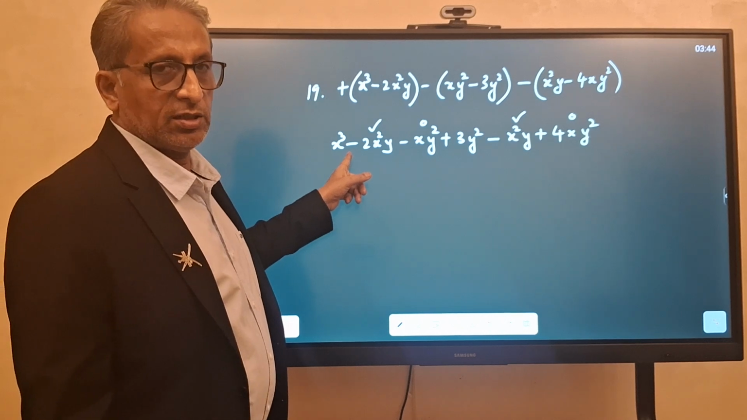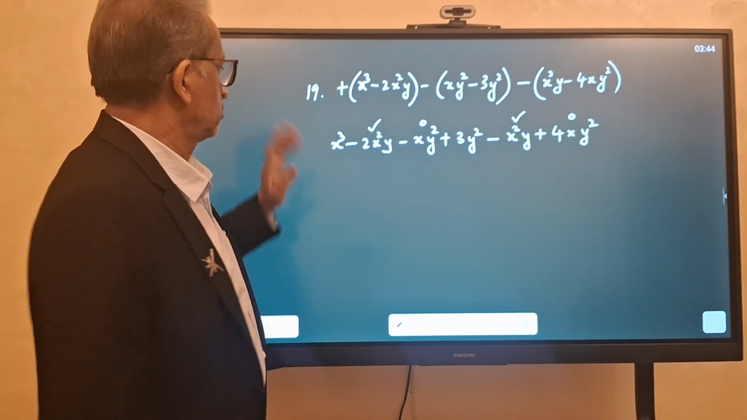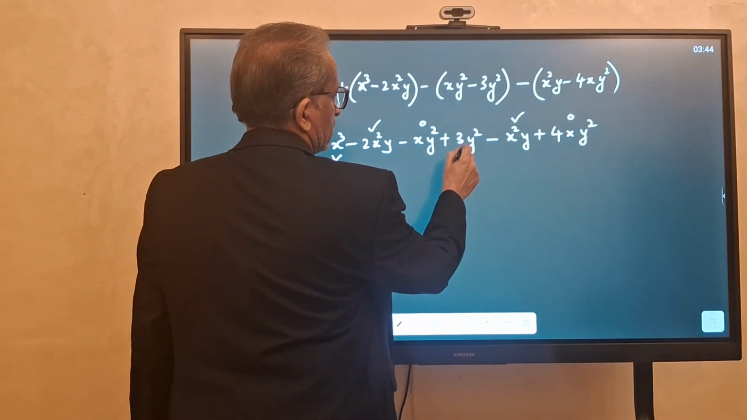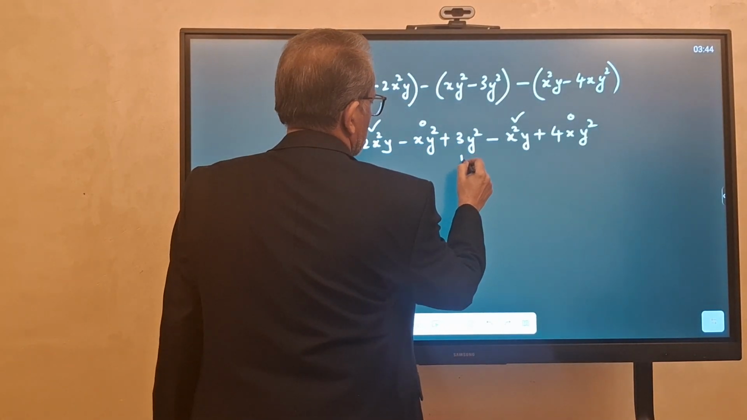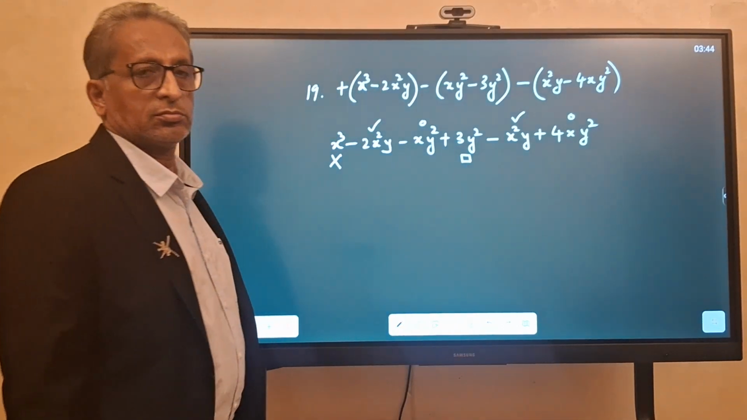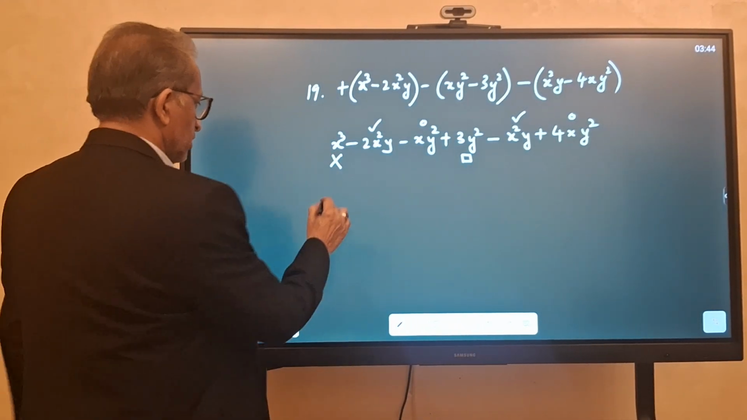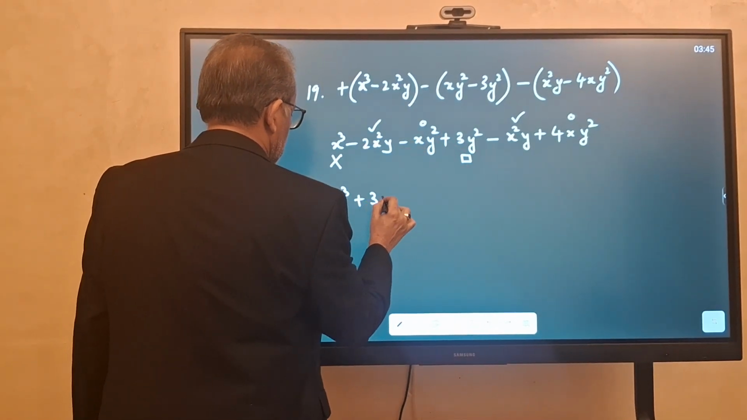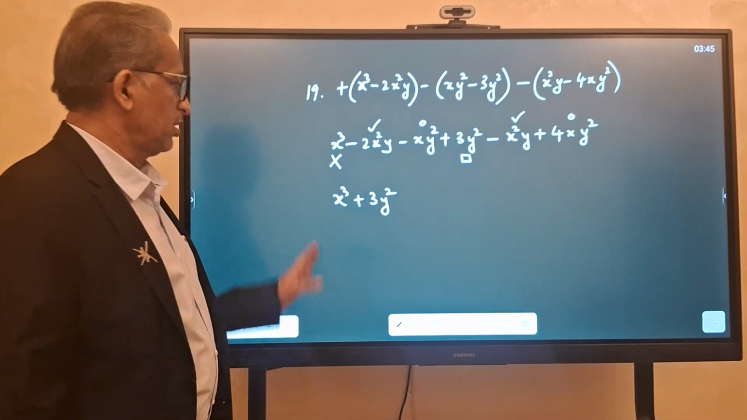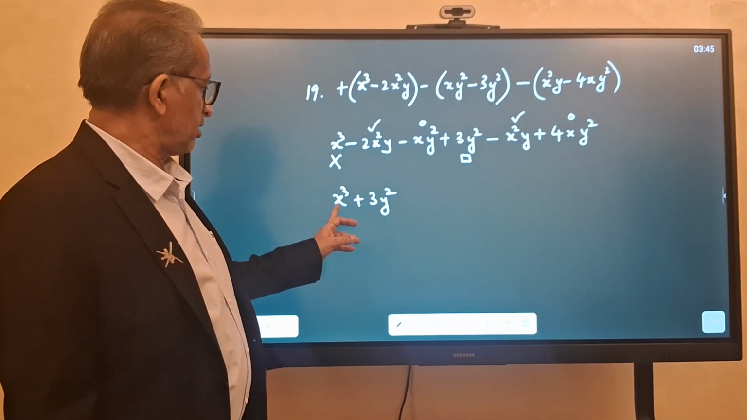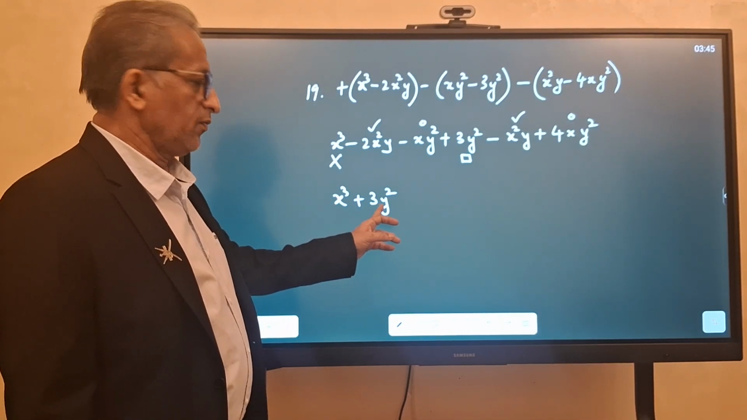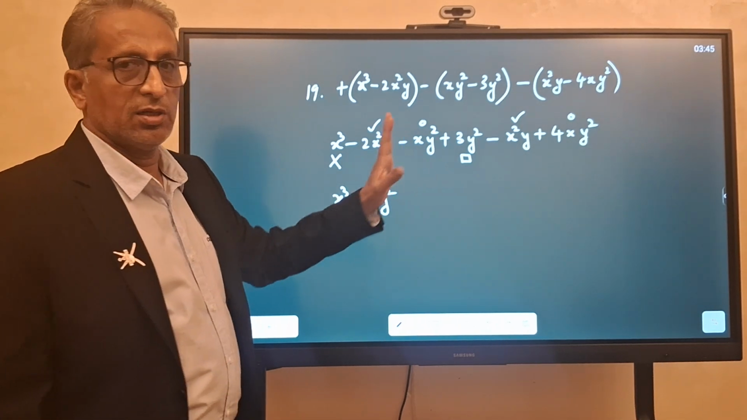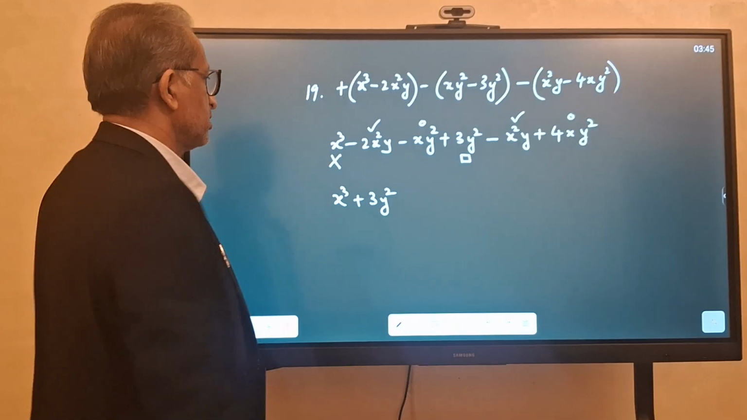Do you have similar term of x cube? No. So this is as it is. Do you have any term like this? Right? No. That means x cube I will not change, plus 3y square I will not change. We don't have like term of x cube, we don't have like term of y square. So therefore these two terms are untouched. I am writing as it is.